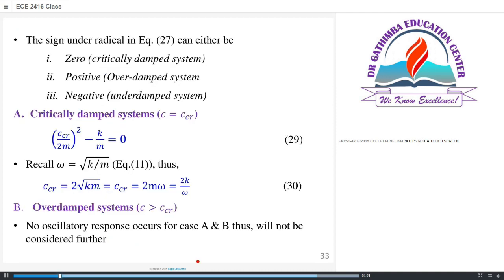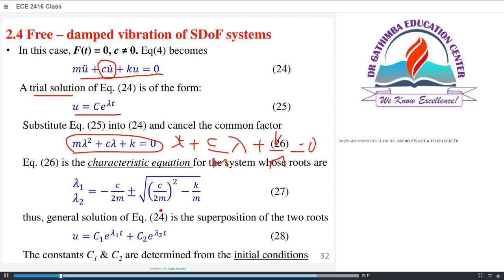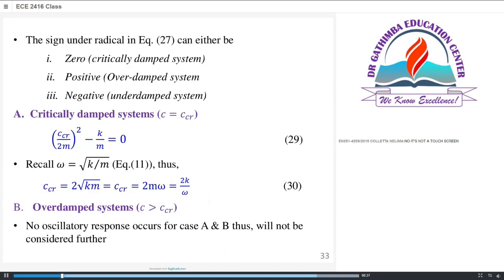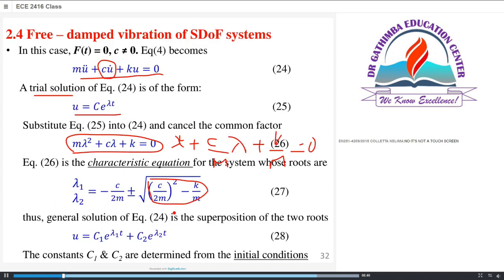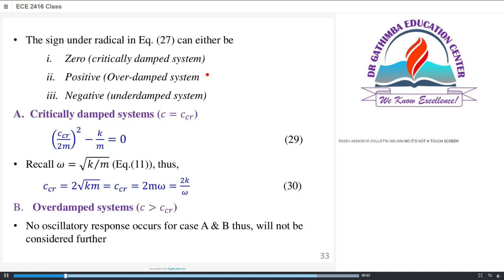Based on the sign under the square root, we can have whatever is under the square root being 0 or being negative, or being positive, if this part is larger than this part. And that gives us different scenarios for vibration. If the value is 0, then we talk of a critically damped system. That is, this component K over M, and I hope you remember what K over M is. The square root of K over M is equal to omega, the undamped natural frequency. So when it's positive, we have an overdamped system, and when it's negative, we have an underdamped system.